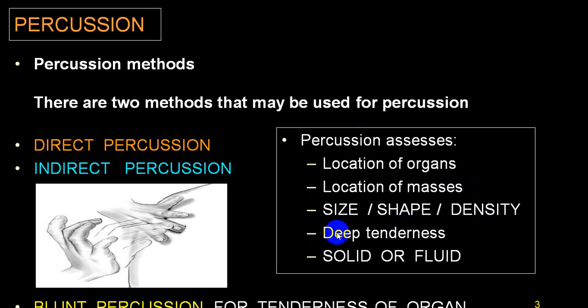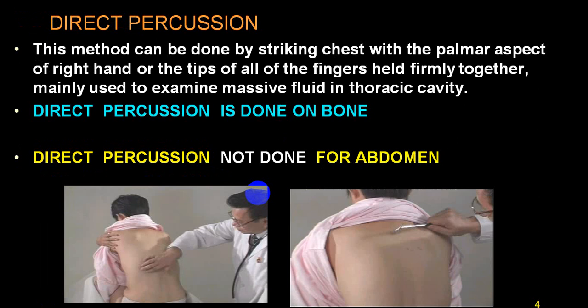You can also find out a deep tenderness. If there is free fluid in the abdomen, you can identify it. If there is loculated fluid, that also you can pick up on percussion. So percussion will give you a lot of idea regarding a good number of findings. So it becomes a very useful tool in examination of the alimentary system, respiratory system, as well as cardiovascular system. There is also one variety of percussion, which we label as blunt percussion, for finding out the tenderness of the organ. We'll be talking about it as we go by.